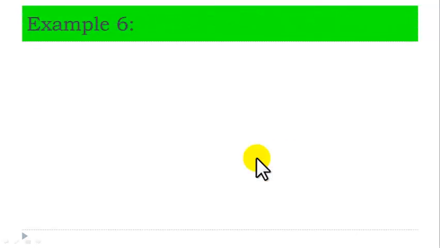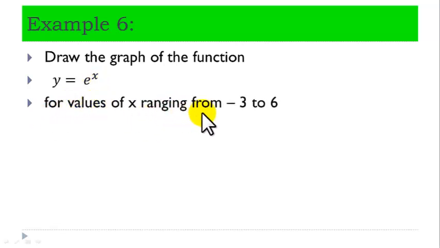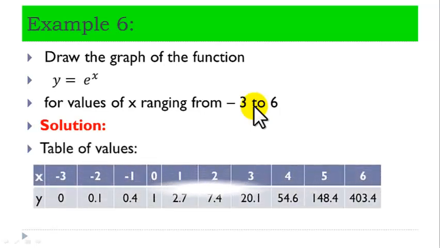Example 6. Draw the graph of the function y equal to exponent x for values of x ranging from -3 to 6. Solution. First, we construct the table of values as follows. The range of values of x is from -3 to +6.